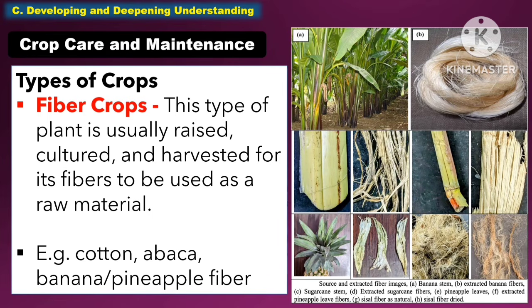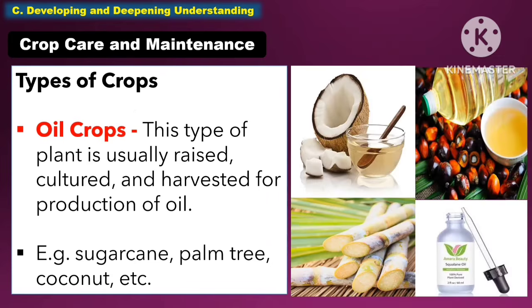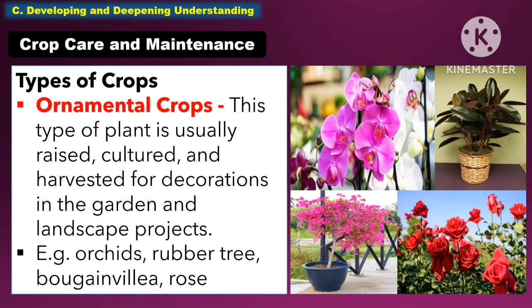Another type of crops is the fiber crops. So this type of plant is usually raised, cultured, and harvested for its fiber to be used as a raw material. Example, the cotton, abaca, banana, and pineapple fiber. Another type of crops is the oil crops. So this type of plant is usually raised, cultured, and harvested for production of oil. Example, the sugarcane, palm tree, and coconut.